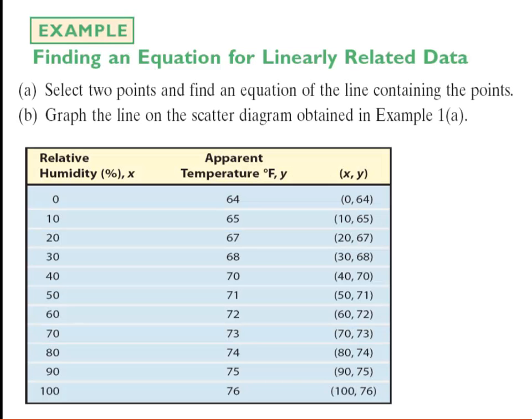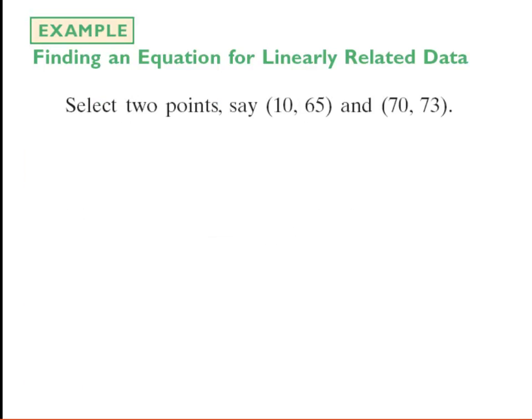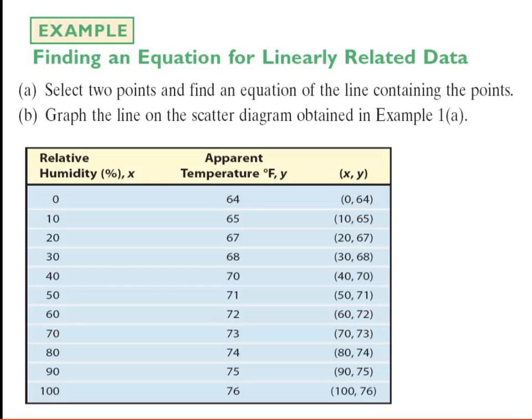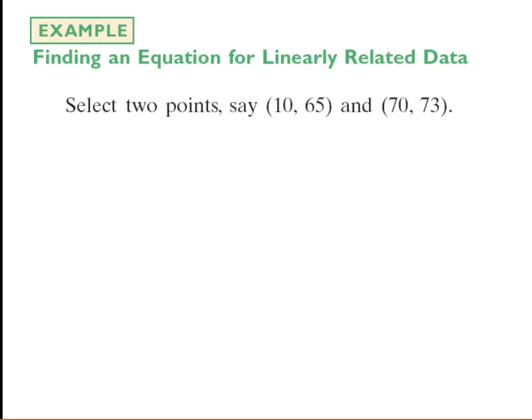Okay, so let's come back to that example that we started this section with, and let's take this a little bit further. Let's suppose that we had a problem where we want to take 2 points and find an equation of the line containing those 2 specific points. And then letter B, we're going to graph the line on the scatter diagram. So let's say we select 2 points, 10, 65, and 70, 73. Now, if I go back to the prior slide, there were no instructions on which 2 points to grab. So I chose to grab x equals 10 and x equals 70. And I'm going to find the slope of the line and the equation of the line through those 2 points.